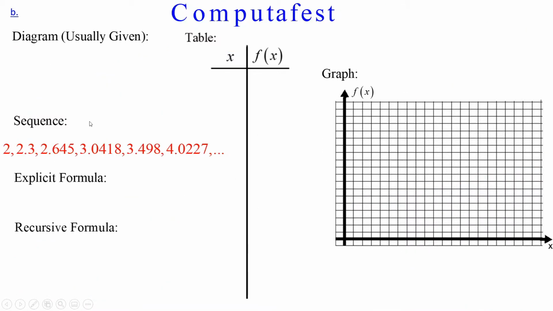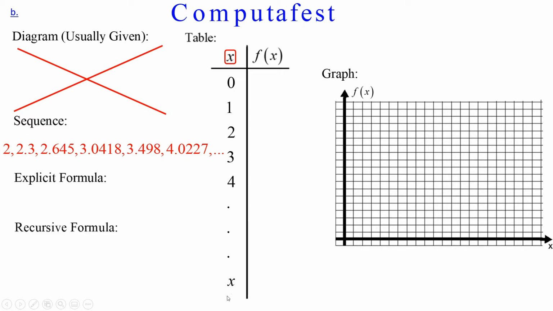Okay, so let's go ahead and model the data for the company ComputerFest. And here's the sequence we already created. We won't need a diagram here. And now let's think again. My first x right here is going to be the year 2010, which we will call year 0. So we're going to start with a 0 again and go by 1 year intervals. So there's all my x's.